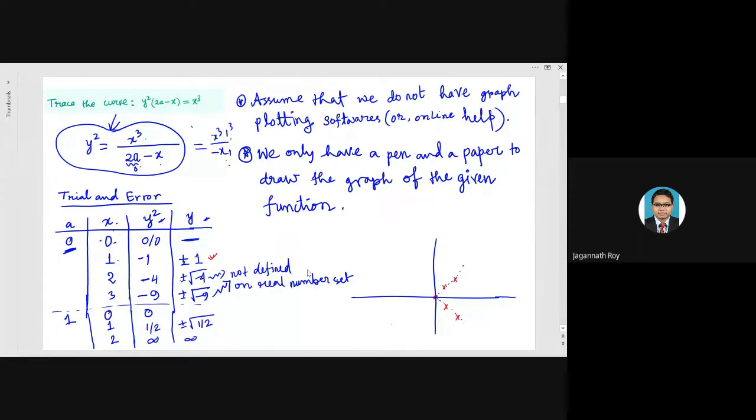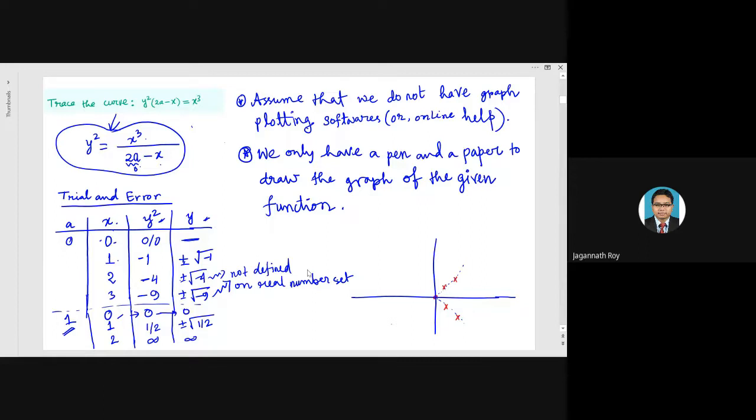So y squared equals minus 1, and you will get y equals plus or minus root of minus 1. Again you are not getting any real value; you are getting complex values. Anyway, that is not a problem. We'll plot the function in the complex plane if possible. But if you take some other values, for example, a equals 1, and substitute x equals 0, it will give you y squared equals 0 and then y equals 0.